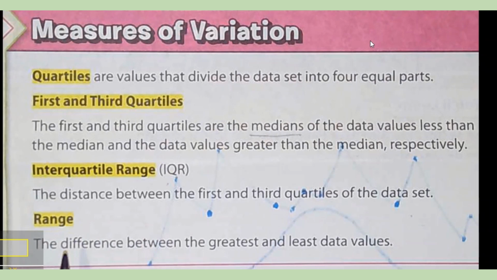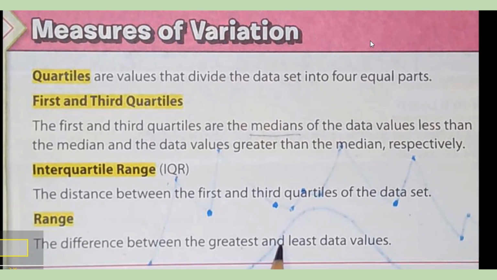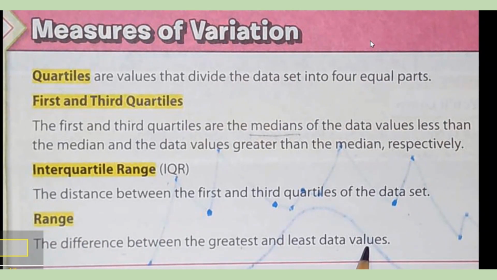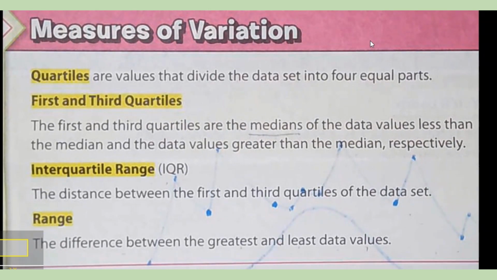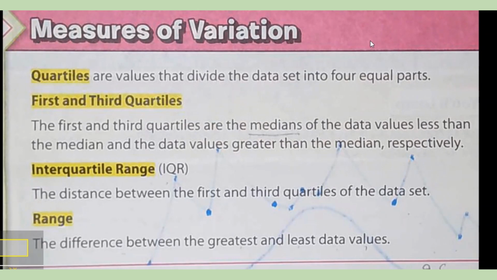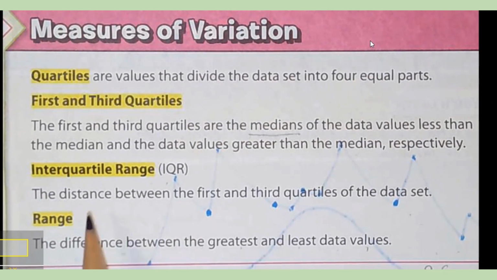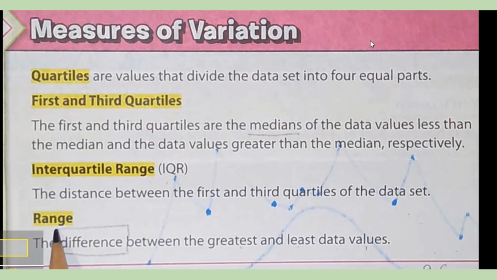And then the range is the difference between the greatest and the least data values. So the range would be like if I have 98 on one end over here, and then I had 3 over here. The difference is 98 minus 3, which is what? 95. That would be the range. The difference means we are subtracting, students.